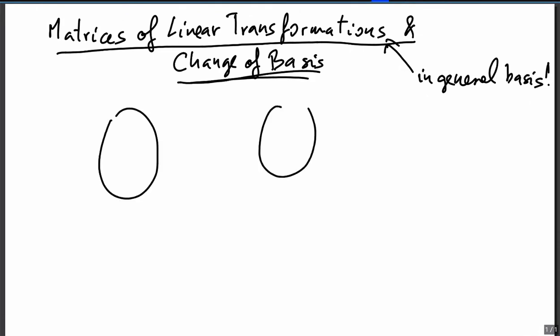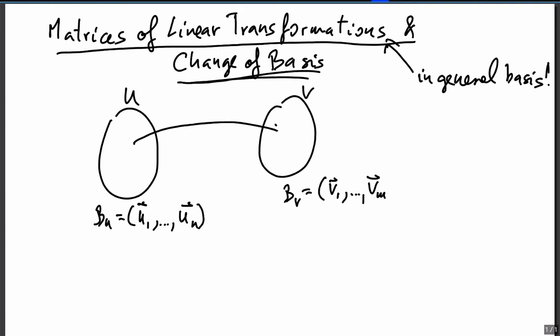We have two vector spaces, U and V, with basis BU, an ordered basis with basis vectors U1, ..., UN, and in vector space V, we have basis BV, an ordered basis with vectors V1, ..., Vm. And we consider a transformation T. It's a linear transformation from vector space U to vector space V.